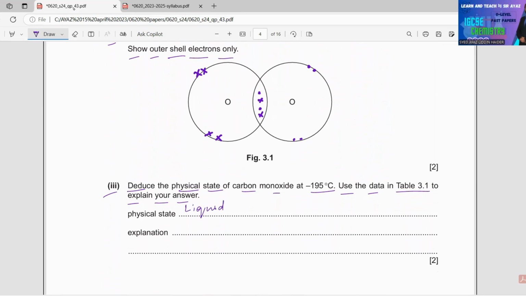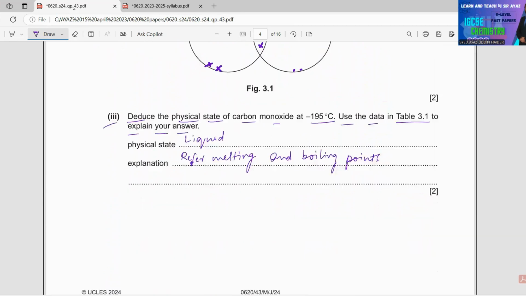For the explanation, refer to the melting and boiling points. Just write down the melting point and boiling point in order to complete your answer.